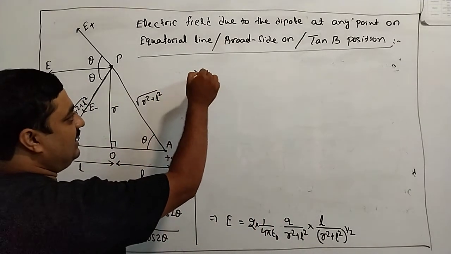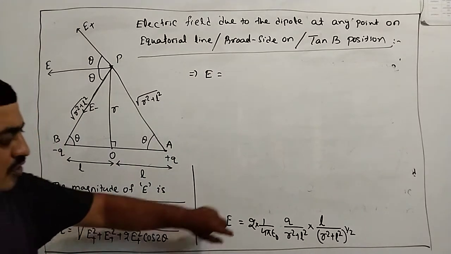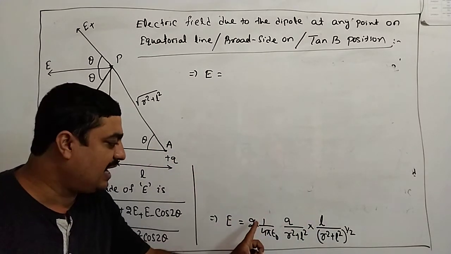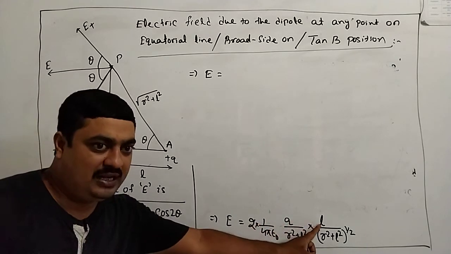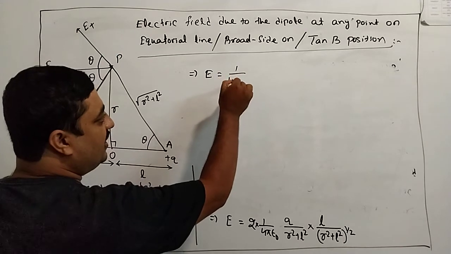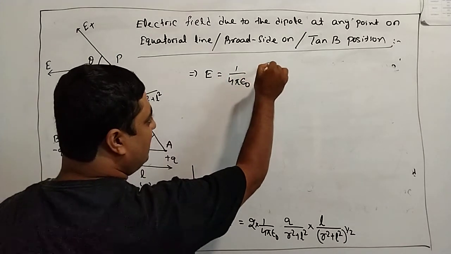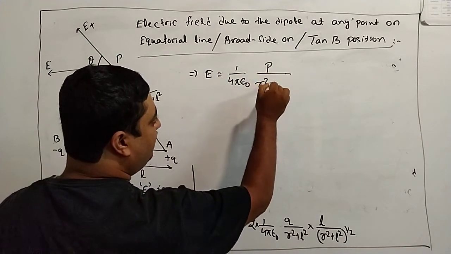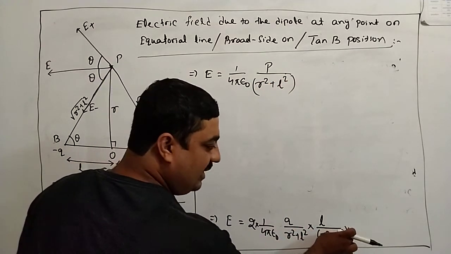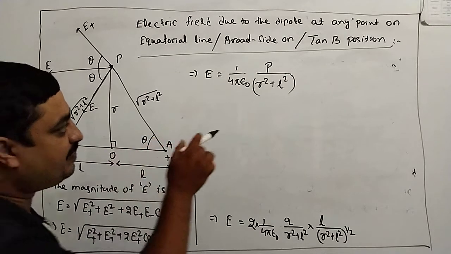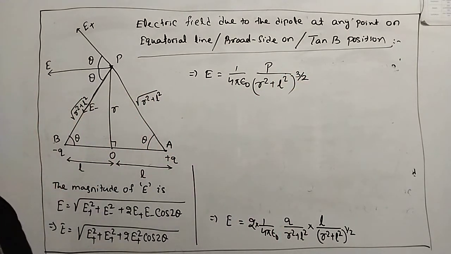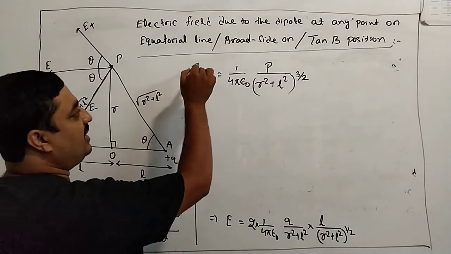That implies E equal to 2 into Q into L. You can write it as Q into 2L, but Q into 2L equals P. So it becomes 1 by 4πε₀ P by (R² + L²) to the power 1 into (R² + L²) to the power half. It will become (R² + L²) to the power 3 by 2.